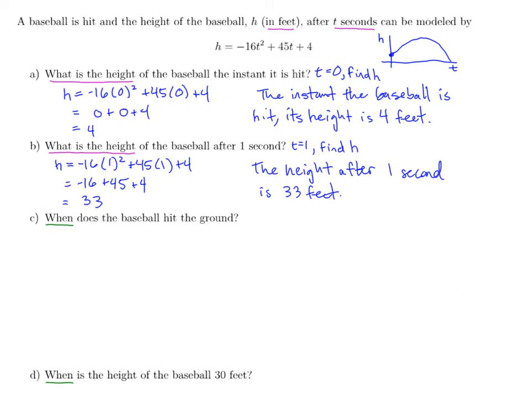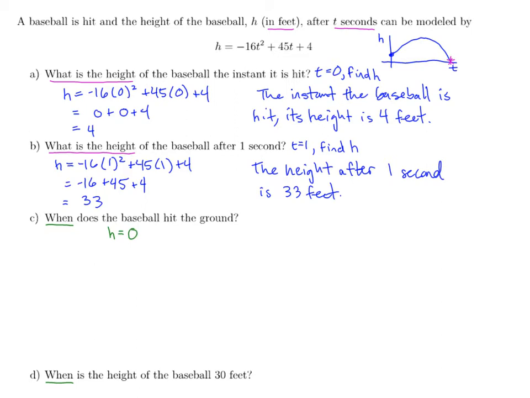Looking at this third one, we're asked, when does the baseball hit the ground? Now, when it hits the ground, we have to think about what's true. Looking at our visual, it's going to be some amount of time, and when it hits the ground, the height is going to be 0. So what we need here is h equal to 0, and then we're going to solve that equation.